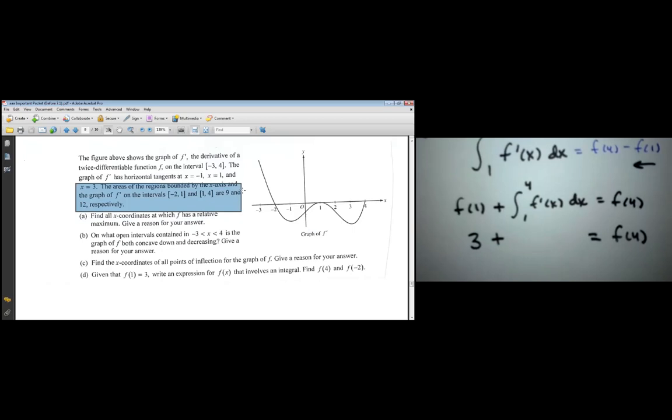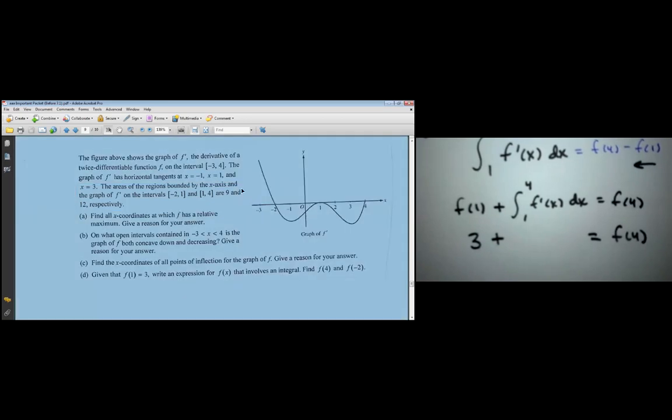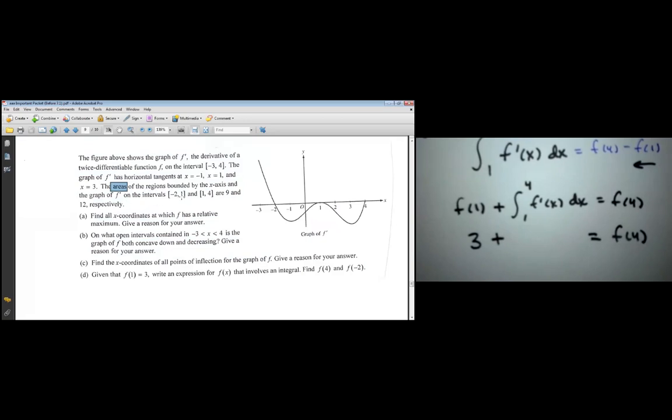So now look at the area that I've highlighted. The areas of the regions bounded by the x-axis and the graph of f prime, yada, yada, yada. They tell you the areas. The areas of the regions: -2 to 1 has an area of 9, 1 to 4 has an area of 12. Everybody with me? So the integral from 1 to 4 of f prime of x dx is equal to 12. But what do we need to do to that 12?